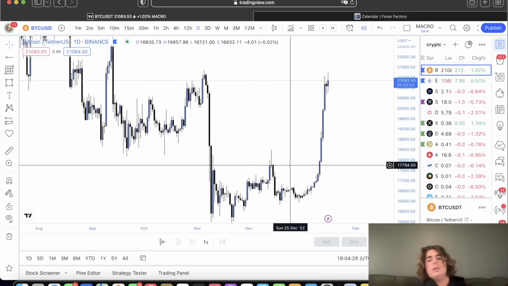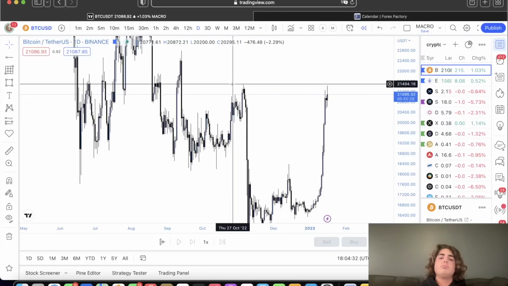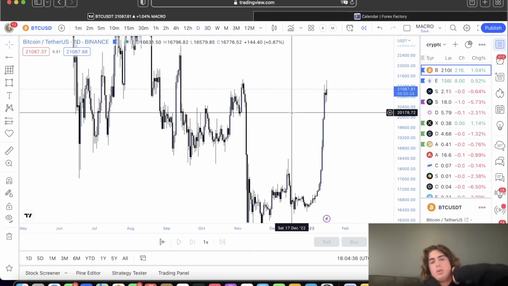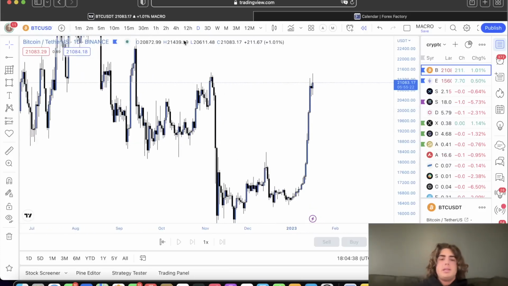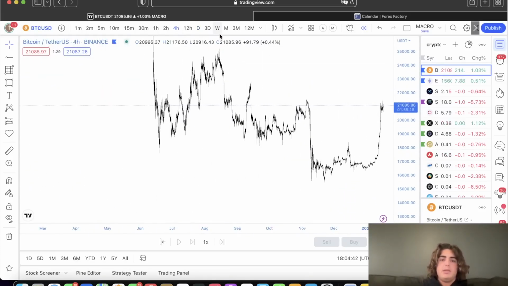Sheesh, look at this. I haven't even looked at crypto. It's been mooning. All right, so no sweep of liquidity yet. How would we take a trade on something like this? Let's just speculate.